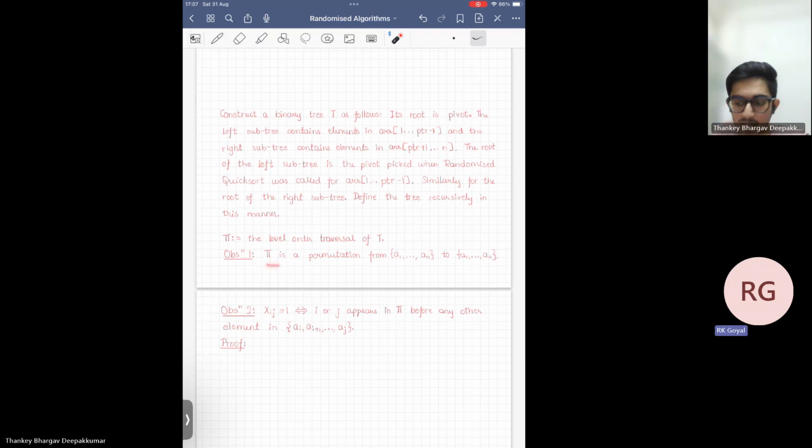Even yesterday we discussed that this level order traversal is similar to BFS. Yes. And so we argued that pi is a permutation, because an element appears in the tree when it has been picked as a pivot, right?